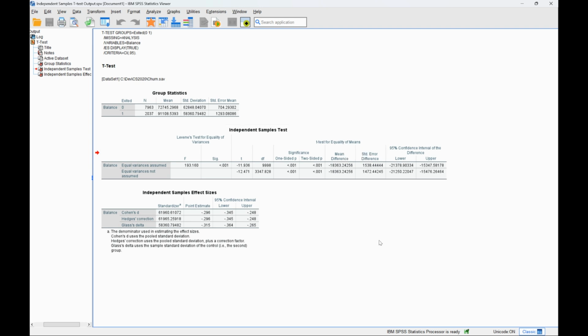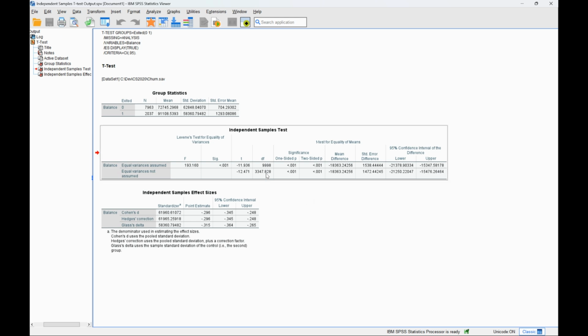When it comes to this, the t-value is negative 11.936. Usually you want it somewhere between negative 2 and positive 2 in order for it to be considered small, but in this case, it's extremely large. This means that the difference between the two groups is very large compared to the variability within each group. A large t-value indicates a stronger, more reliable difference between the groups.